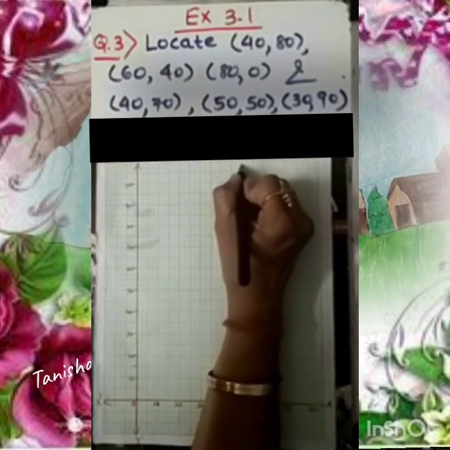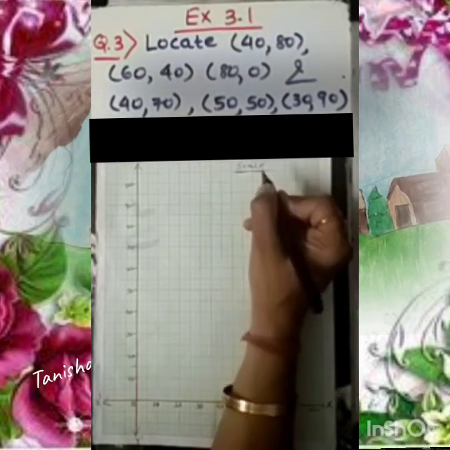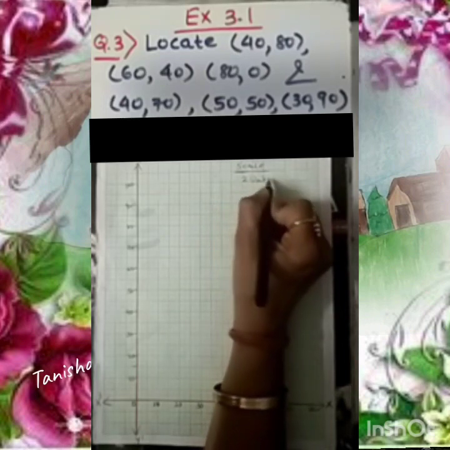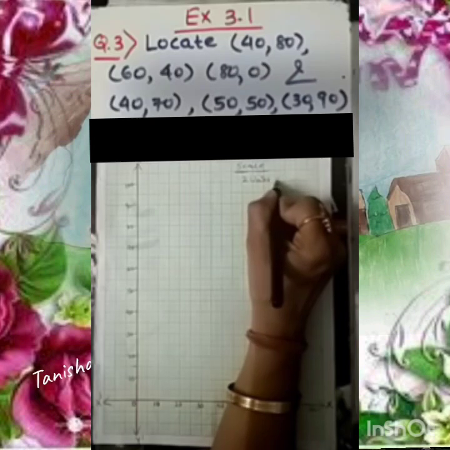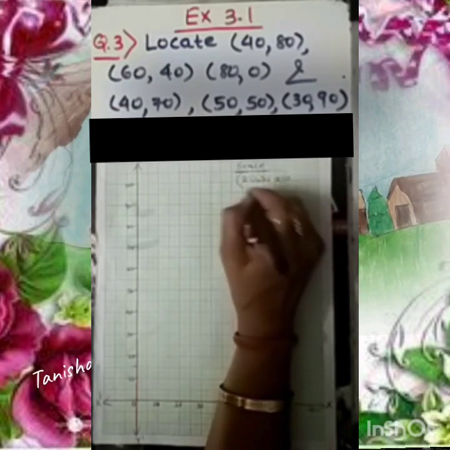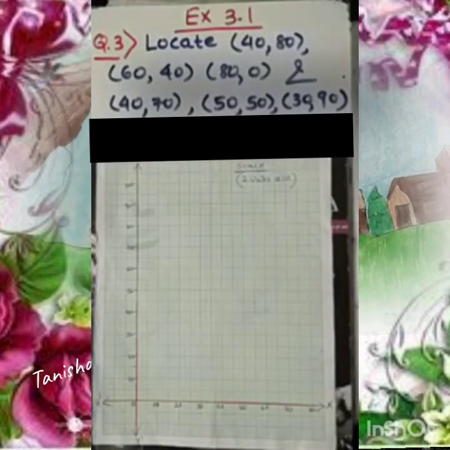And it's compulsory to mention the scale at the right side of the graph paper. Now scale we are choosing 2 units equal to 10. Fine. 2 units equal to 10, and 10 is a number, so no need to mention. This much is enough. Okay. On both the axes. This is for both the axes.